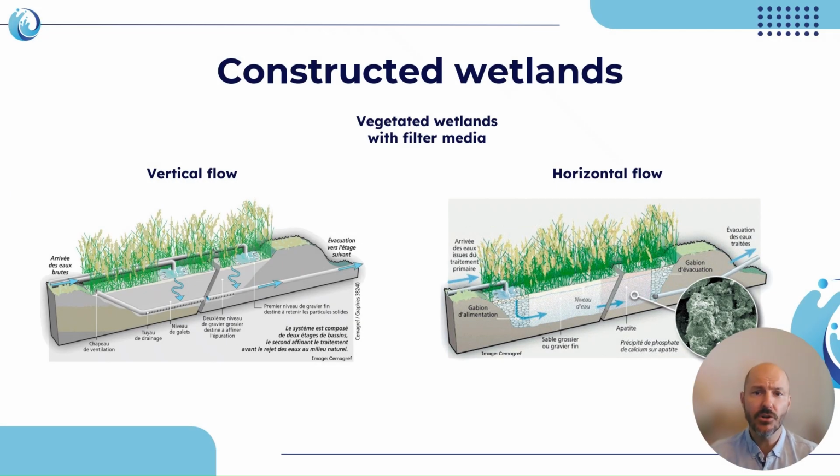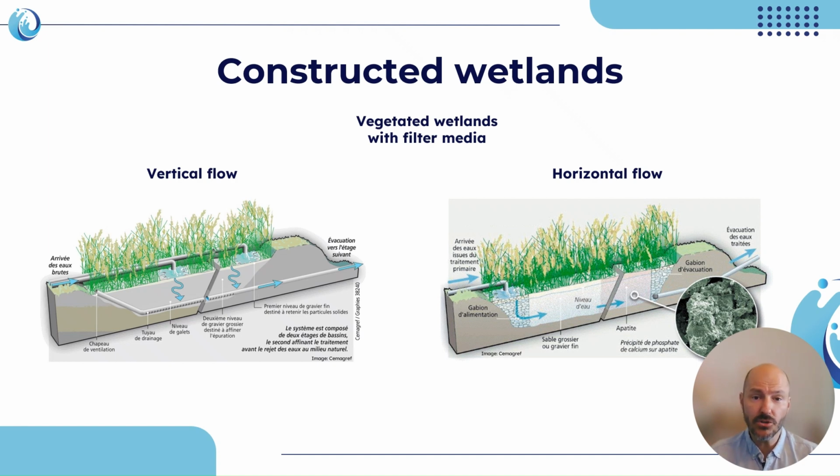Within subsurface flow systems, those using filter media, two principal configurations are used: vertical flow and horizontal flow wetlands. In vertical flow wetlands, wastewater is intermittently loaded onto the surface and percolates vertically through the substrate, enhancing oxygen transfer and promoting nitrification. These systems achieve efficient organic matter and ammonia removal with limited space requirements.